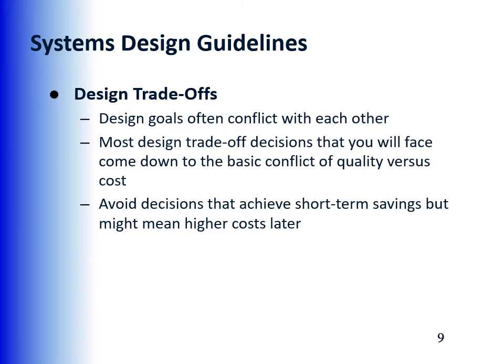So basically, most design trade-off decisions that you will face come down to the basic issue of quality versus cost. Meaning that if you want low cost, then you have to sacrifice quality, and you should avoid decisions that achieve short-term savings but might mean higher cost later. Okay, I think we are done with the topic of system design guideline.